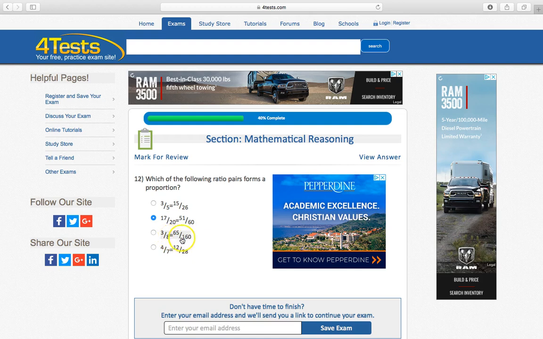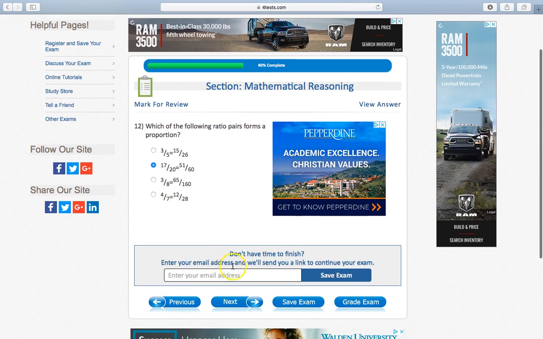So 8 times 20 is 160. 3 times 20 is 60, but they have 65 here, so that's wrong. 7 times 4 is 28. 4 times 4 is 16, and they have 12. So we're good with 17 over 20 equals 51 over 60.